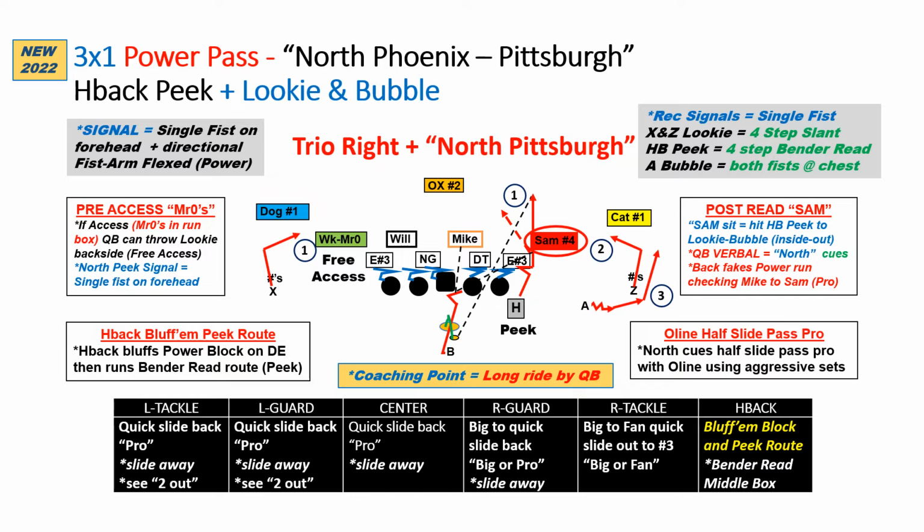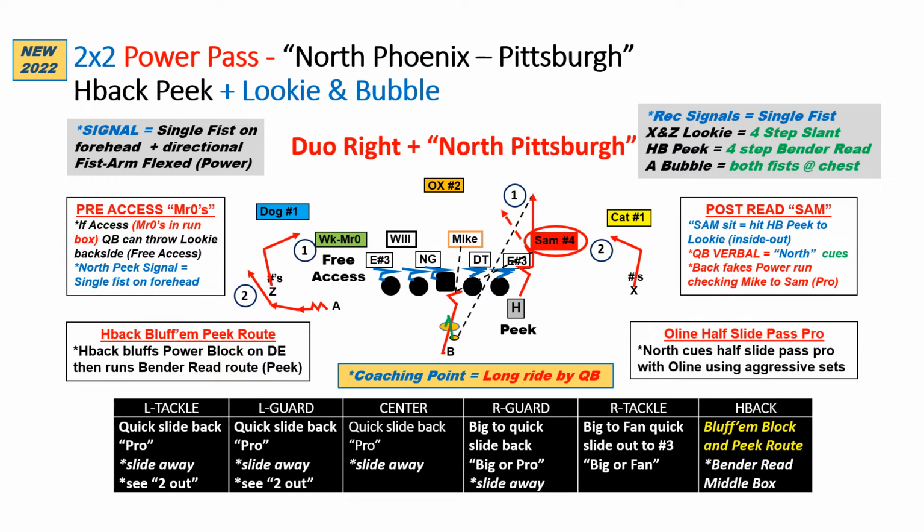Quarterback and running back fake power with a long ride, and then the O-line and the running back use their half-man slide protection, back checking Mike to Sam, but the key is he gets up into the line of scrimmage. Quarterback is going to go ahead and read the Sam backer, and going inside out, look for the peek route to the lookie to the bubble read. Again, if he has free access to the open side, to the X, he can make his read and predetermine he's coming right back there.